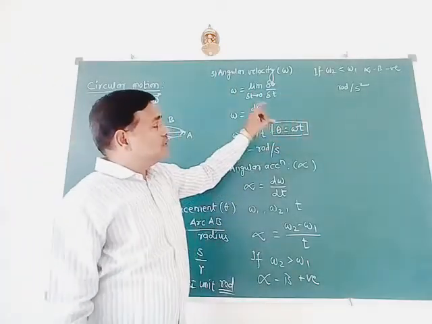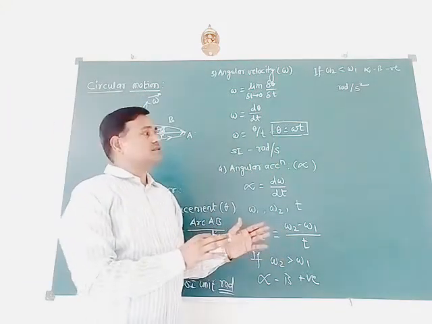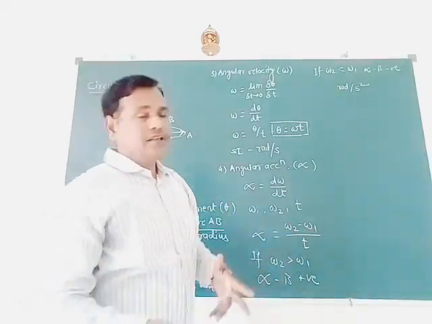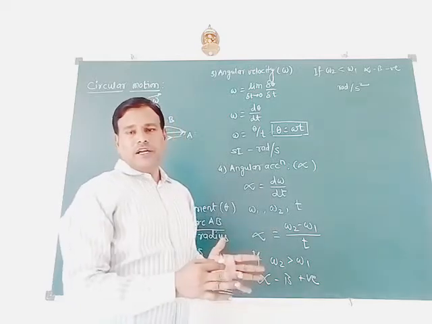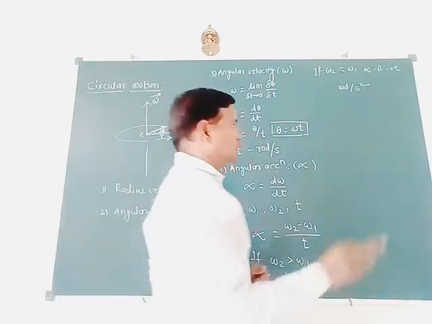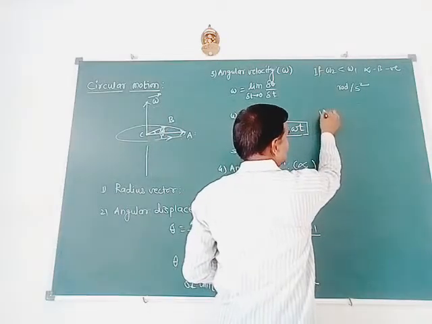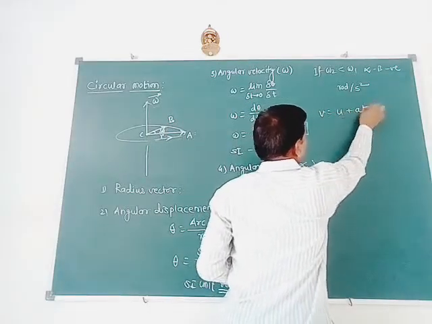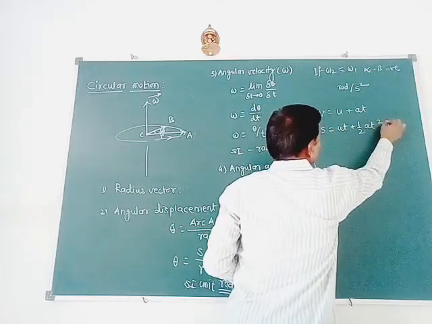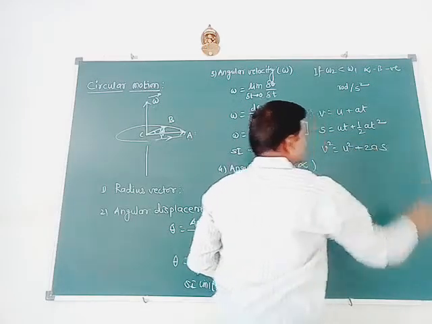Now if this concept is clear, then we can use the kinematical equations which we have used in terms of linear velocity and linear acceleration. The same kinematical equations can be used in terms of angular velocity. So we have the three kinematical equations. First is v equal to u plus at. Second is s equal to ut plus half at square. Third is v square equal to u square plus 2as.